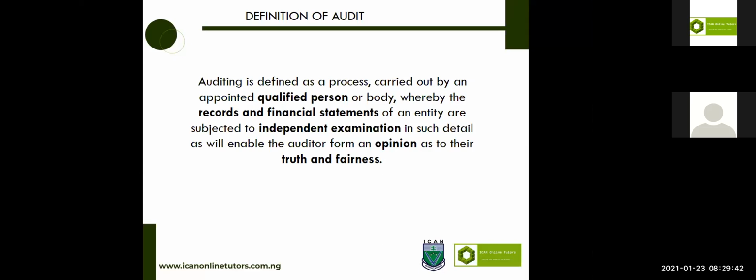So as I said, I was going to explain the key concepts in the definition of an audit. First of all is qualified person or body. So for a person to be appointed as an auditor, first of all, you have to be certified as a qualified accountant. That is, you are expected to have gone through ICAN, expected to have gone through professional training. You are not a newbie when it comes to auditing standards or financial reporting standards, that you have been properly trained on auditing, properly trained on corporate governance, properly trained on ethics.